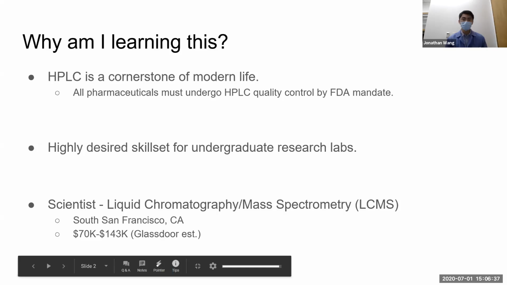It's a series of tests to make sure that the Tylenol you take or the Benadryl that you take is not contaminated with other things. That's one of the big applications here.